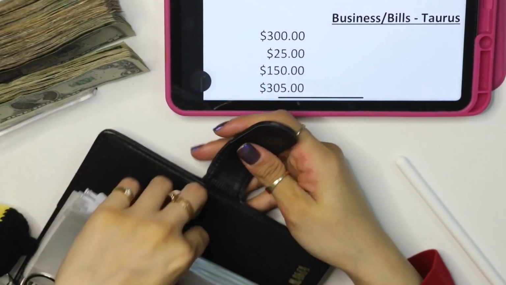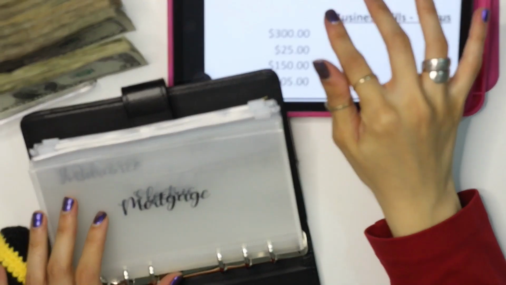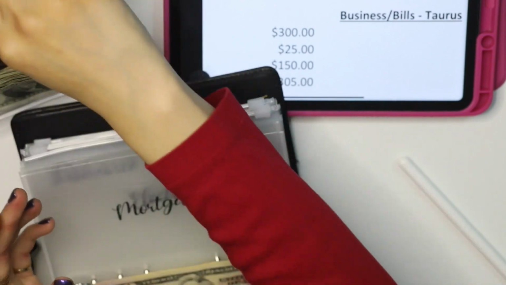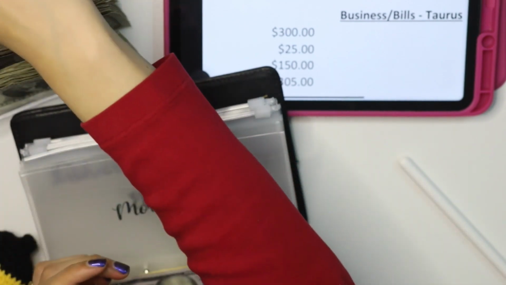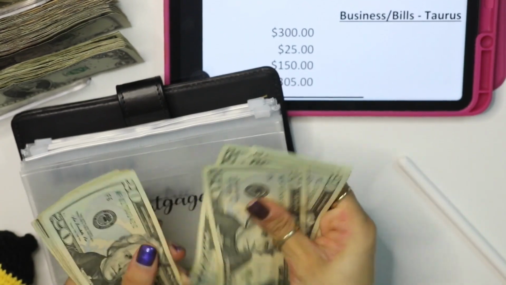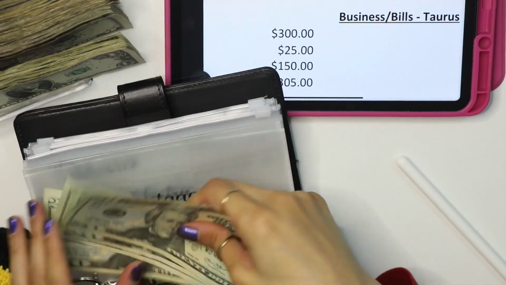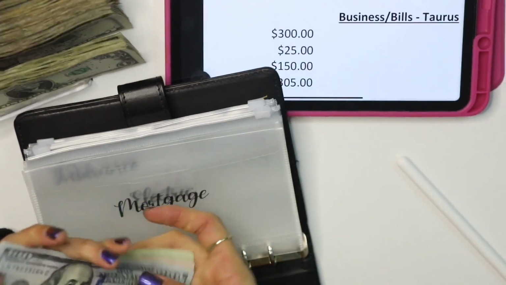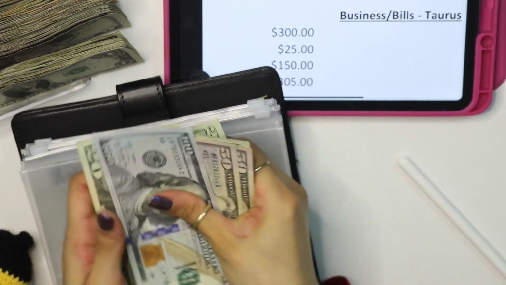Moving on to my Taurus binder, which is also my business and bills binder. We have mortgage, which will be receiving $300. Let's do 250s and 100. 2, 4, 6, 8, 10. Okay. So we should have $300: 100, 150, 200, 220, 240, 260, 280, 300.